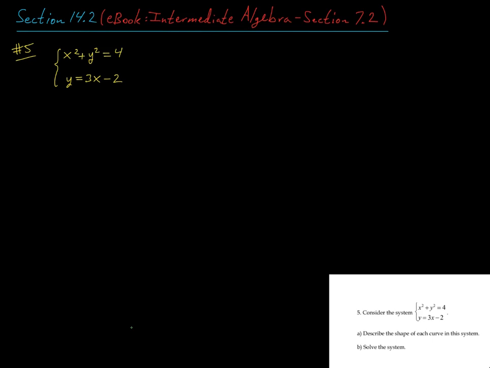All right, next up is question 5. It says, consider the system x squared plus y squared is equal to 4 and y is equal to 3x minus 2. Part A, describe the shape of each curve in the system.